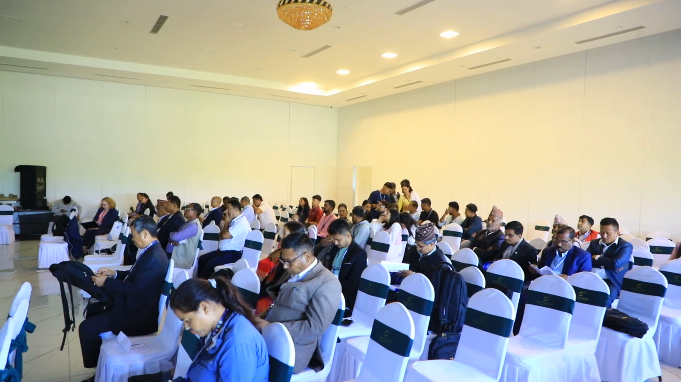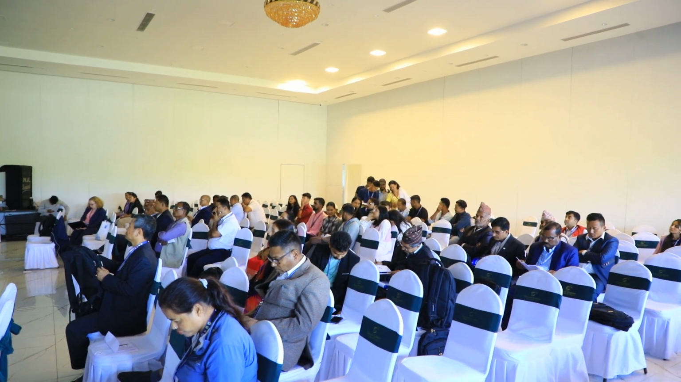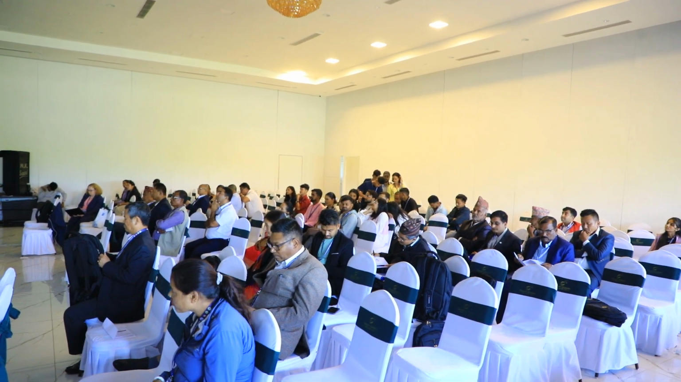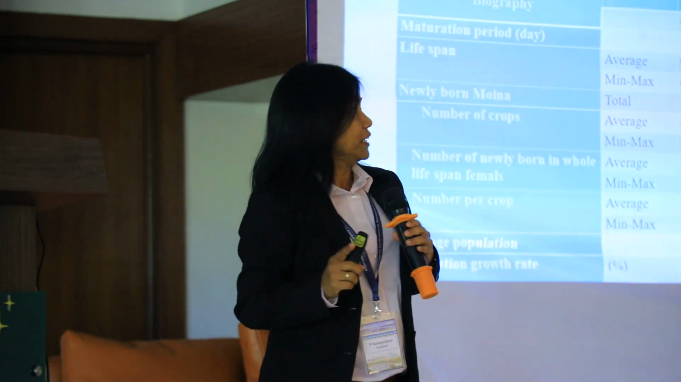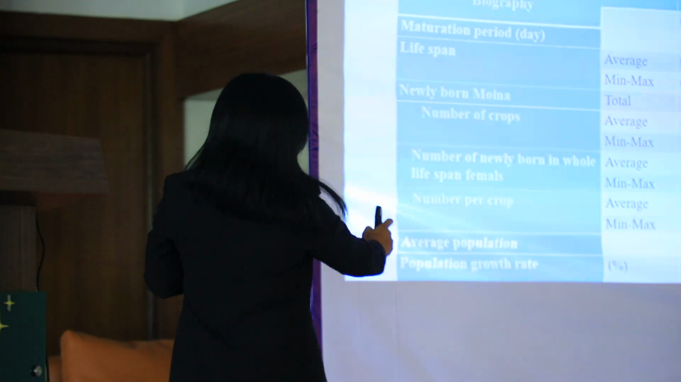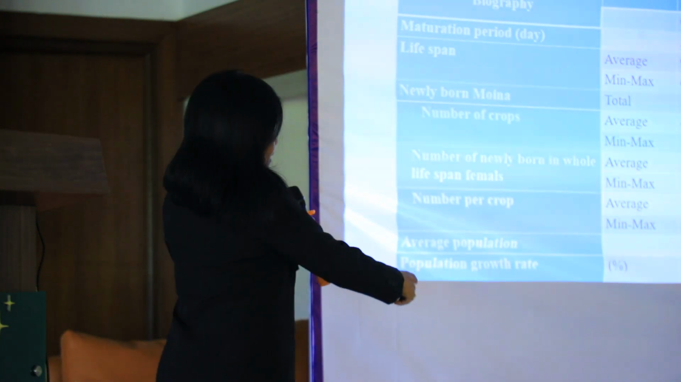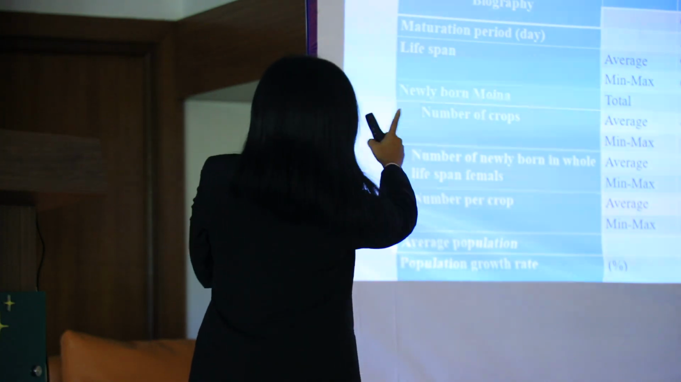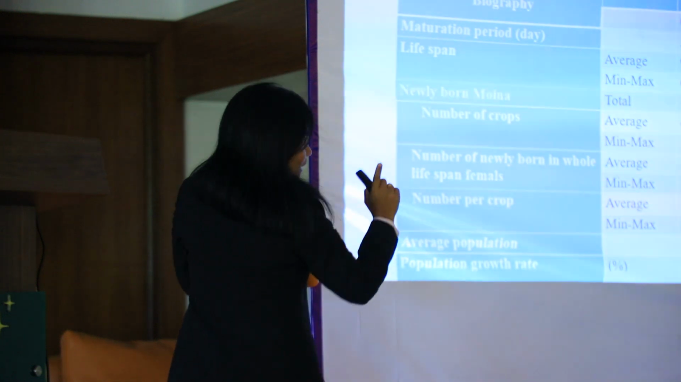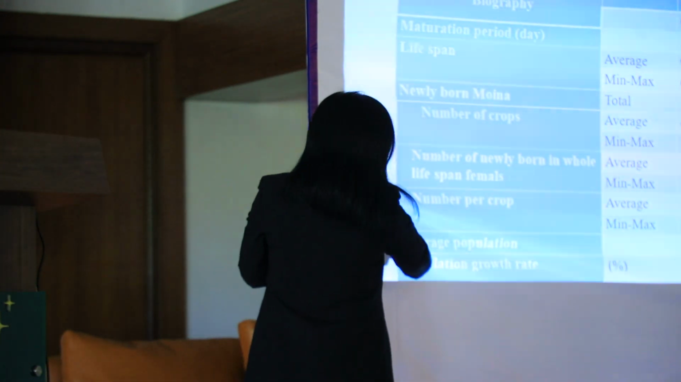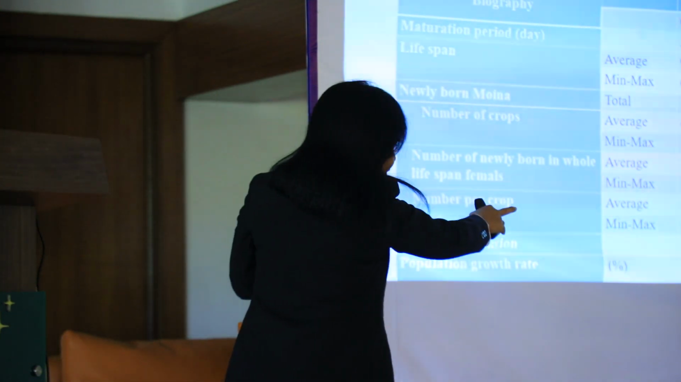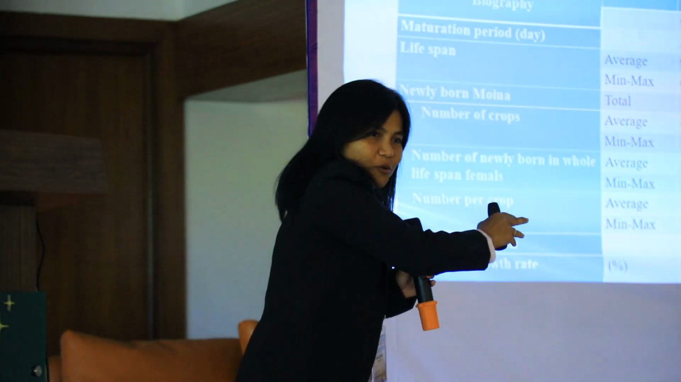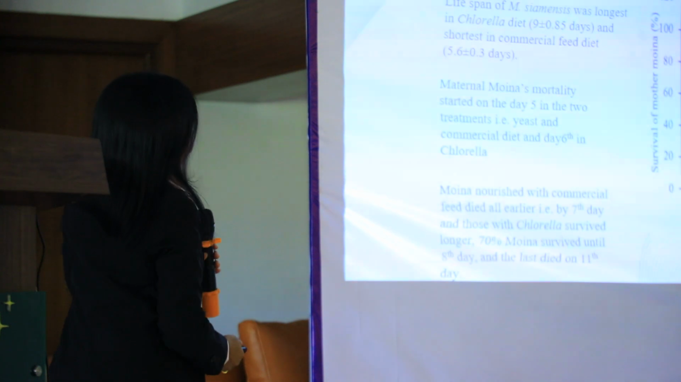then I collect and keep in the fridge. And my results show all 3 diets have a maturation rate at day 3. And if you see, the average population is so high in the commercial feed. Observe this: the average population is highest in the commercial feed and the lifespan is also shortest in the commercial feed.